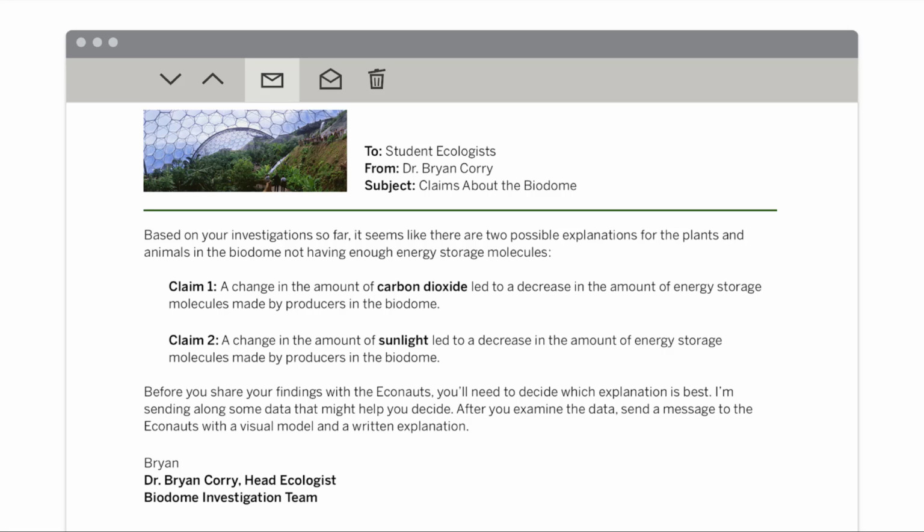Claim 1, a change in the amount of carbon dioxide led to a decrease in the amount of energy storage molecules made by producers in the biodome. Claim 2, a change in the amount of sunlight led to a decrease in the amount of energy storage molecules produced or made by producers in the biodome. Before you share your findings with the econauts, you'll need to decide which explanation is best. I'm sending along some data that might help you decide. After you examine the data, send a message to the econauts with the visual model and a written explanation.